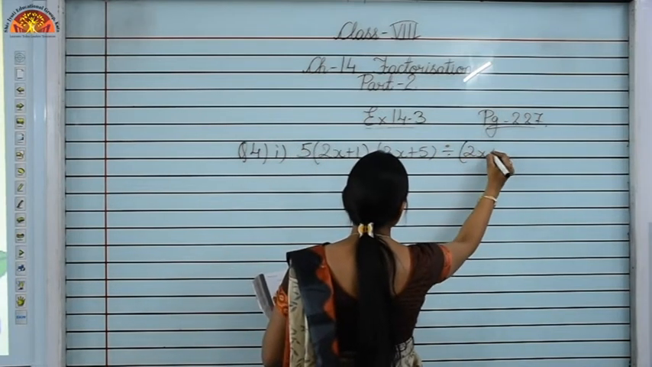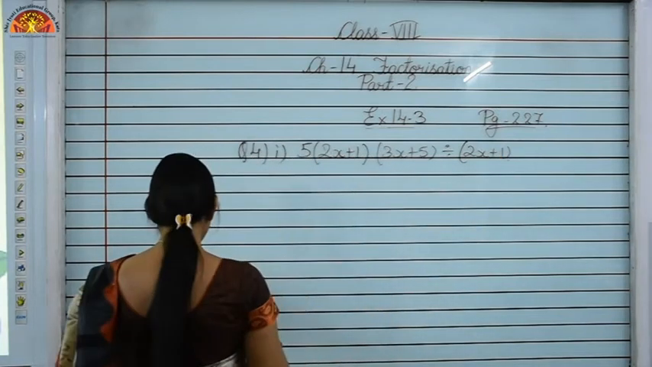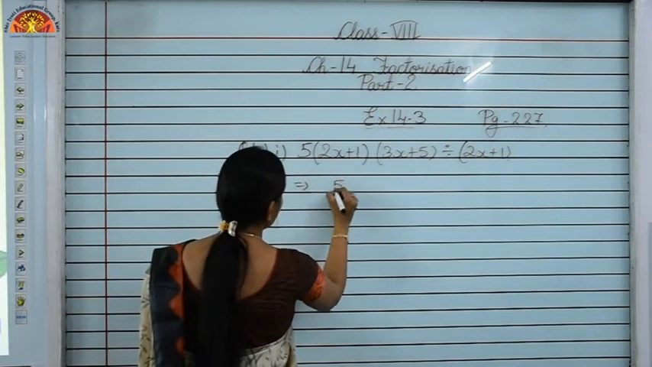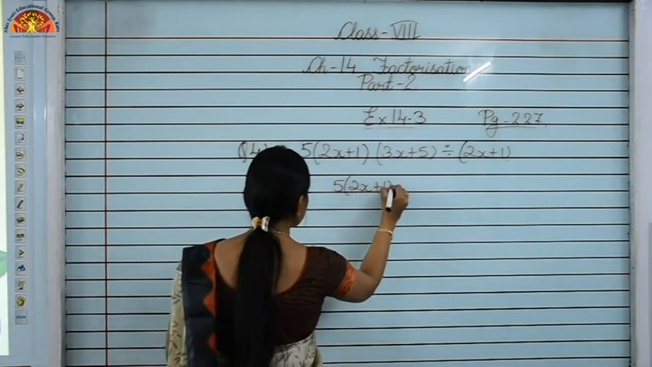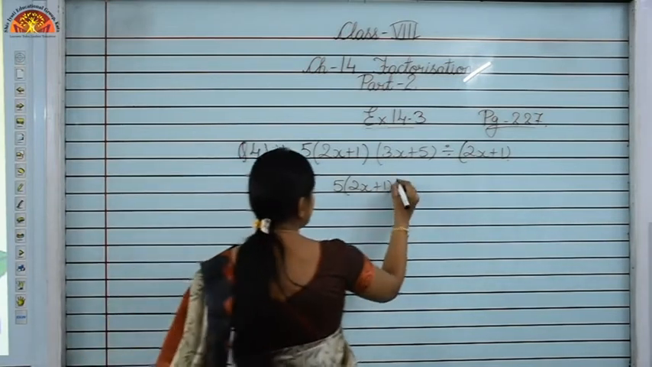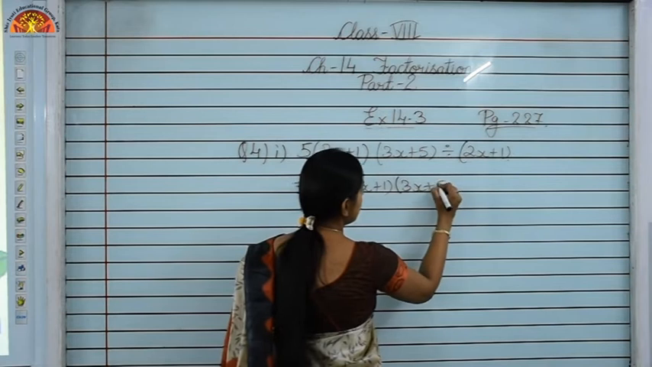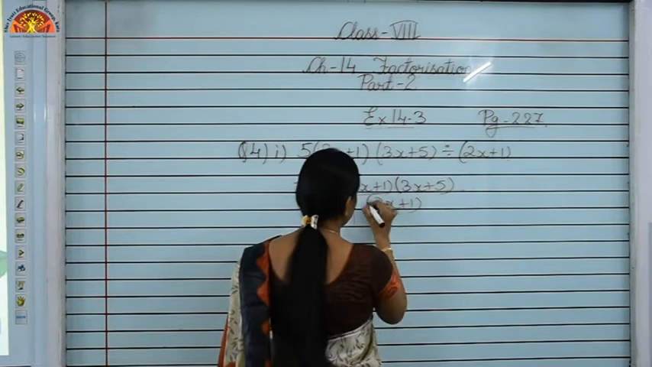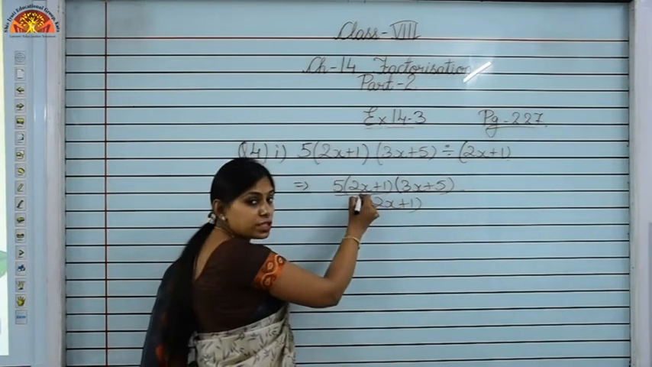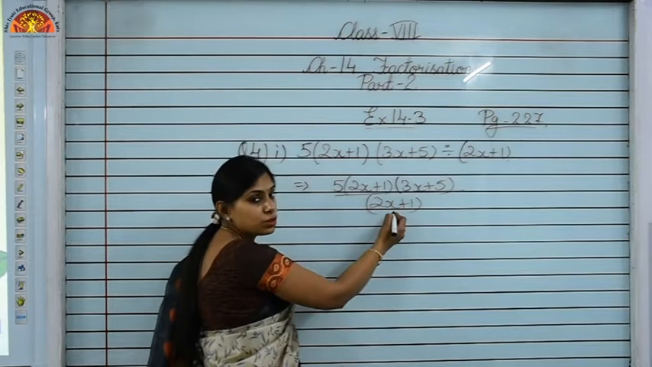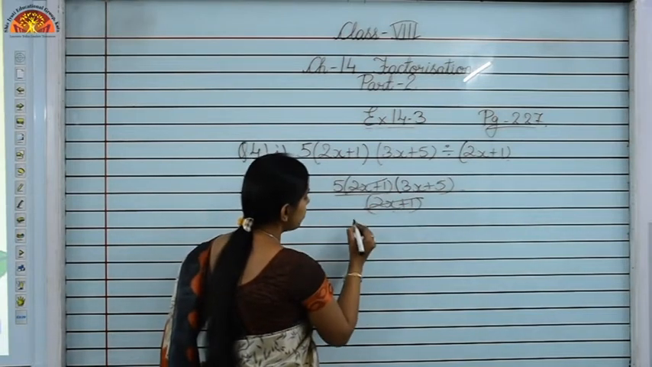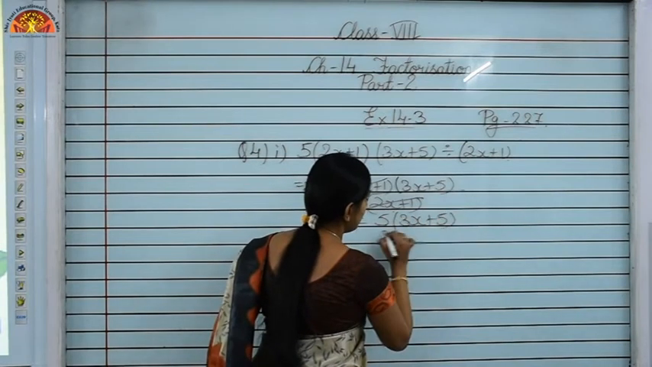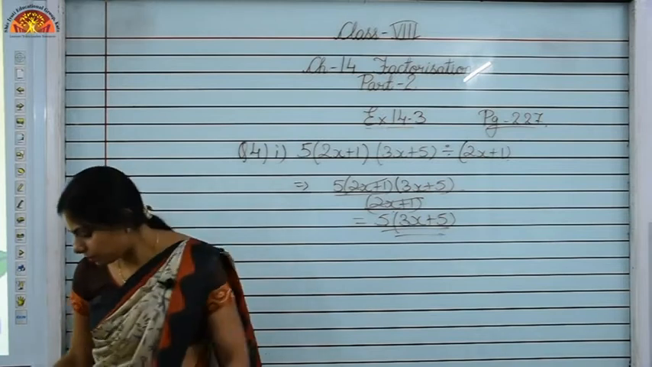(2x plus 1). Okay, that is, now we are carrying out the division of a polynomial with a polynomial. So you can write 5 into (2x plus 1) into (3x plus 5) whole divided by (2x plus 1). So you can just see, in the numerator also it is 2x plus 1 and in the denominator also it is 2x plus 1. So you can just cut it. So your answer is 5 into (3x plus 5). Got it? Now just see the next one.